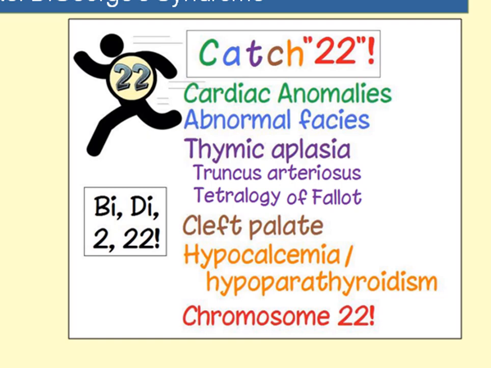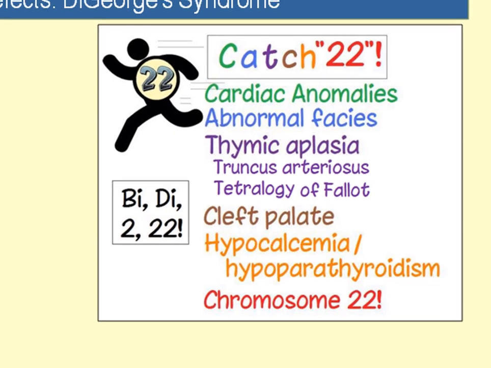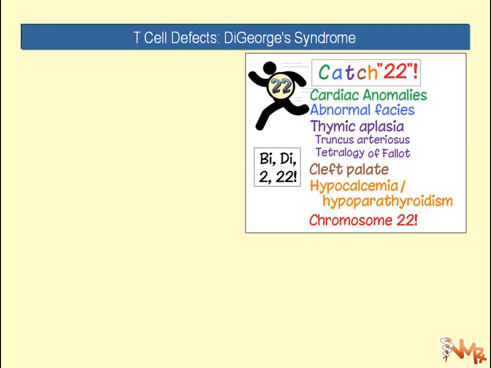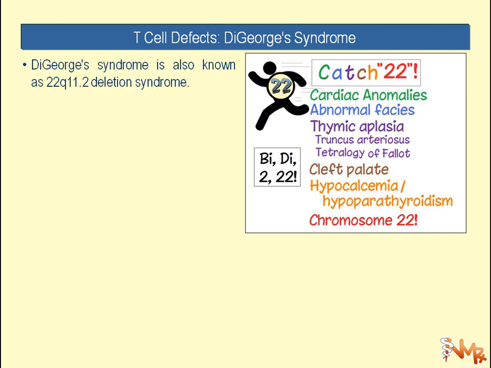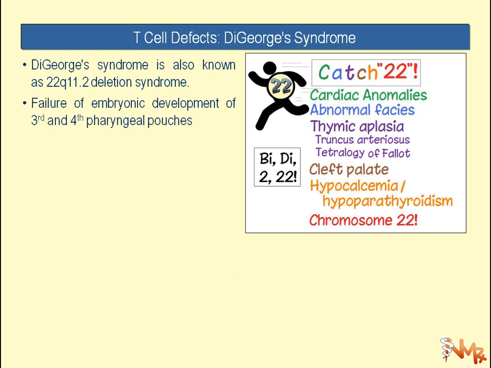They have cleft palate, they have difficulty with feeding and maybe food regurgitation. They have hypocalcemia due to hypoparathyroidism, and the defect is on chromosome 22. DiGeorge's is also known as 22q11.2 deletion syndrome based on the location of the deletion on chromosome 22. There is failure of embryonic development of the third and fourth pharyngeal pouches.